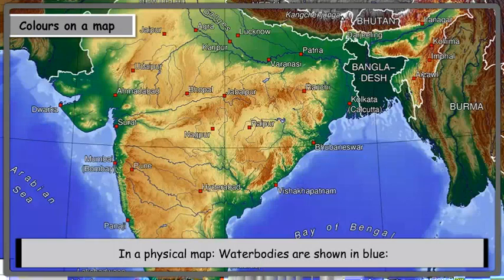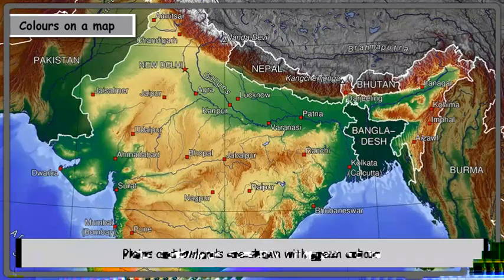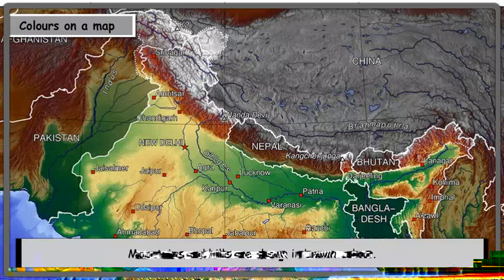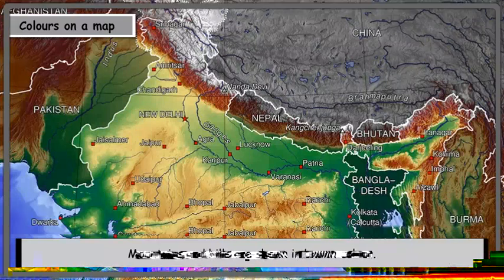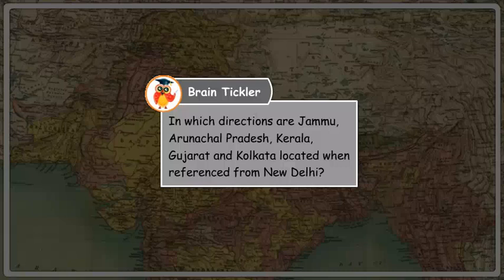In a physical map, water bodies are shown in blue, light blue for shallow waters and deep blue for deep waters. Plains and lowlands are shown with green color. Mountains and hills are shown in brown color. Yellow is used for plateaus. Brain tickler. In which directions are Jammu, Arunachal Pradesh, Kerala, Gujarat and Kolkata located when referenced from New Delhi?